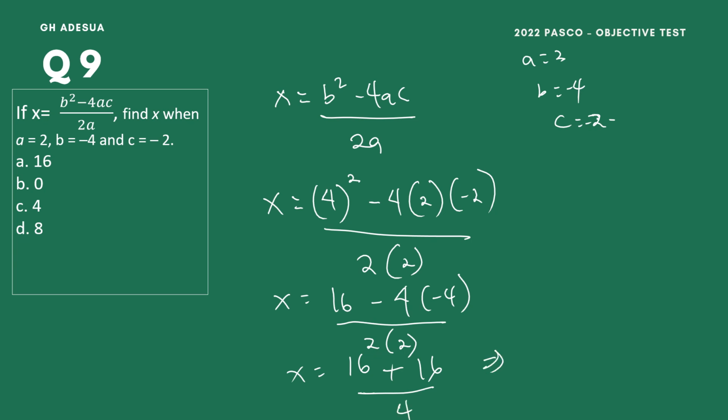So now x is going to be 16 plus 16 over 4. So we have 32 divided by 4, where 4 goes into 32 8 times. So therefore x is equal to 8 as our final answer. And as seen in the options, we have it as D.